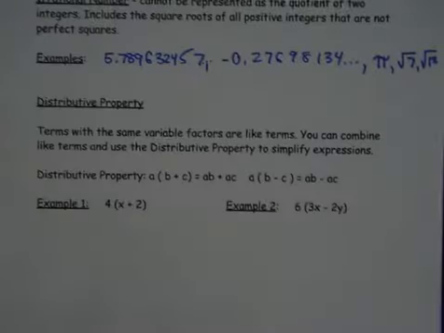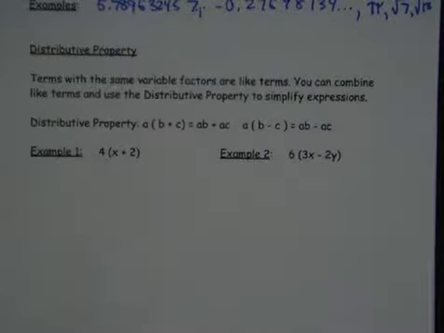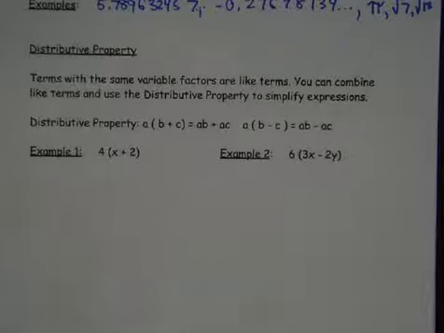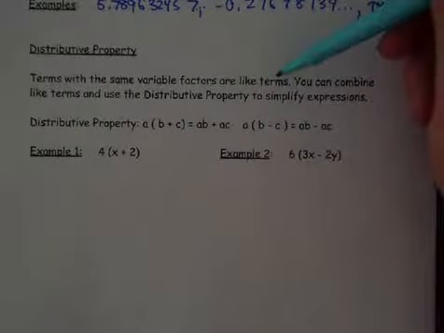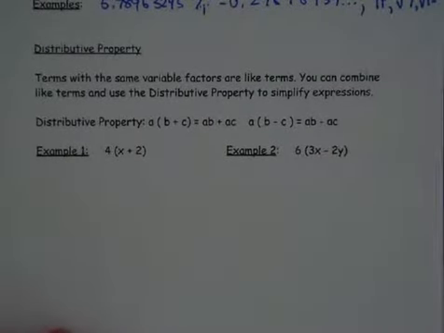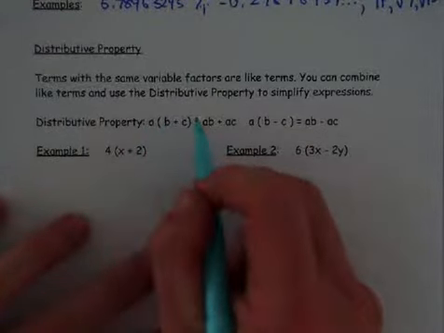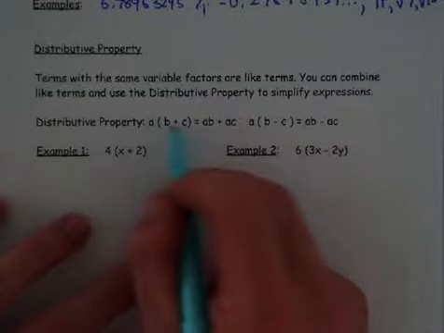Okay. Then finally, let's talk about the distributive property. Terms of the same variable and the same variable factors are like terms. You can combine like terms and use the distributive property to simplify expressions. Okay. So our distributive property looks something like this. Here we have A times the quantity, meaning it's in brackets or in parentheses, B plus C.